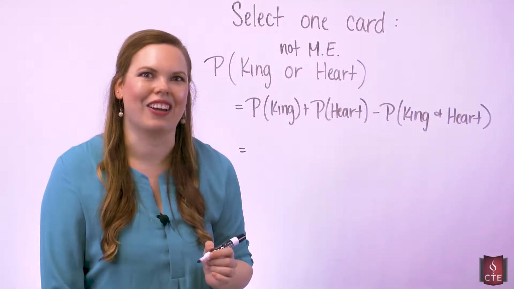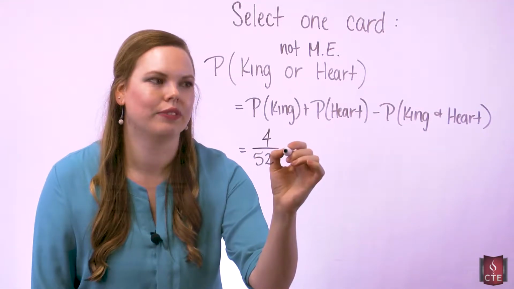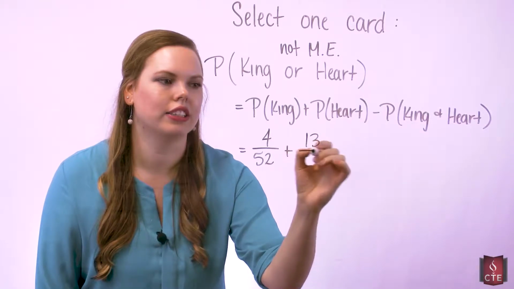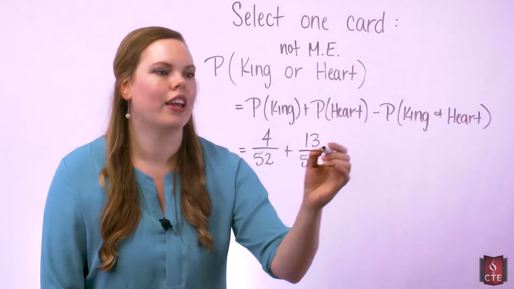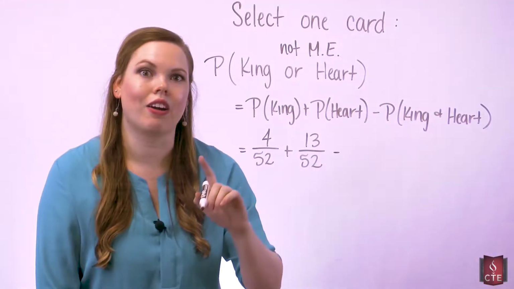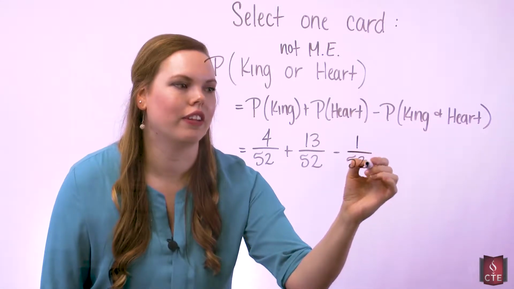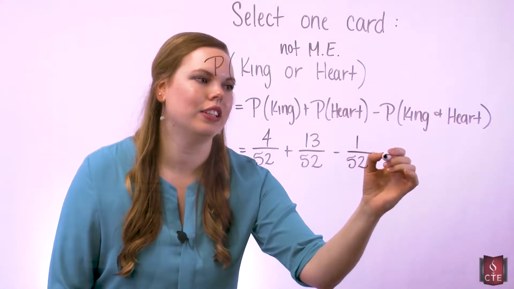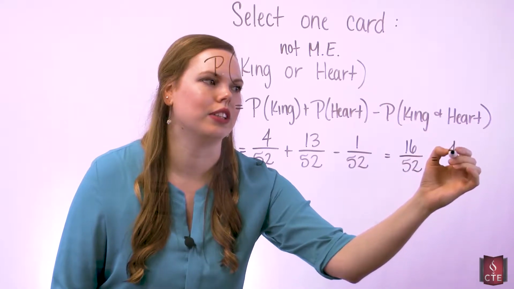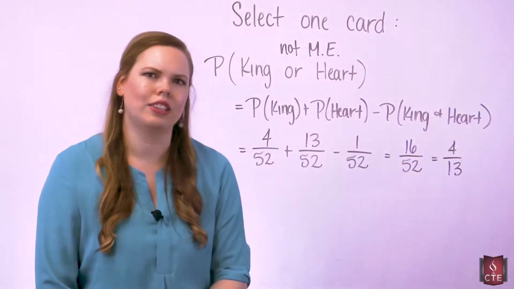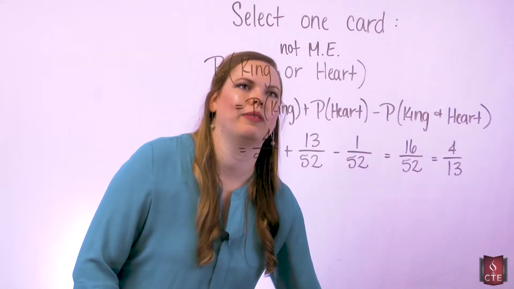So let's fill this out. The probability of a king: there are 4 kings in a deck of 52 cards. There are 13 hearts in a deck of 52 cards, so the probability of a heart is 13 out of 52. And then there is 1 card that is both a king and a heart, the king of hearts, so we'll subtract off that overlap. Do this and get 16 out of 52. Both divisible by 4, so this reduces to 4 out of 13. So there's an OR example that is not mutually exclusive. Let's do another one real quick.